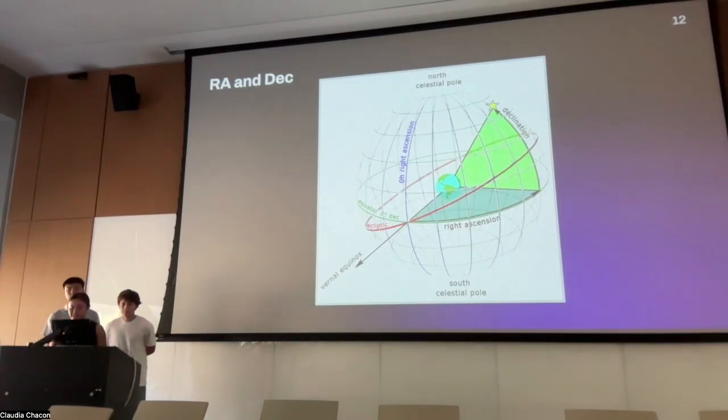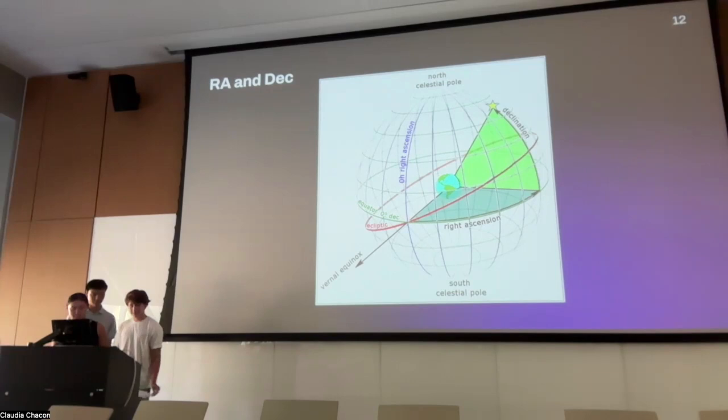Right ascension and declination are the units of the celestial coordinate system used by astronomers to map out the sky. These will serve as the x and y axes for the majority of the maps that you can see for the rest of our presentation.